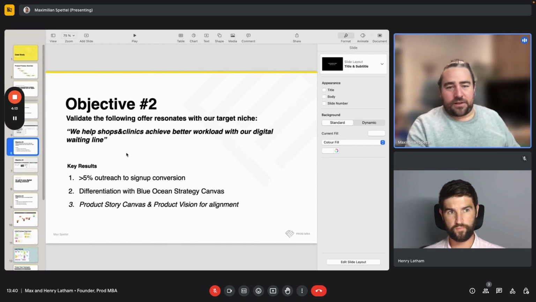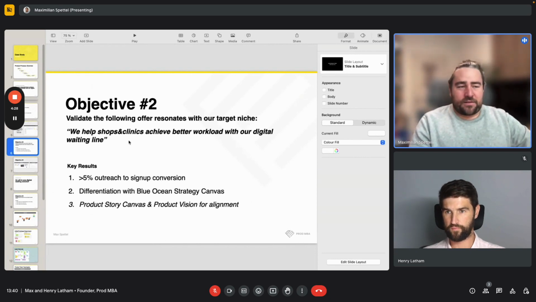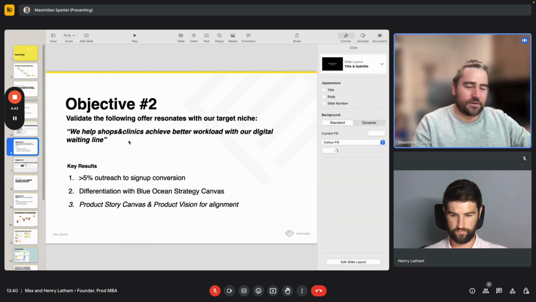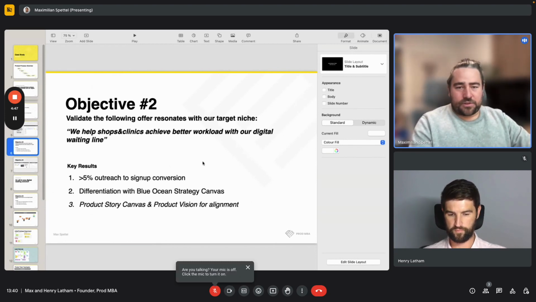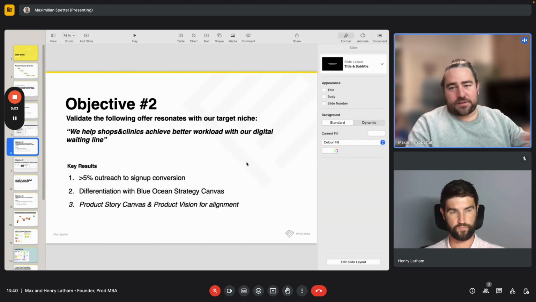The second objective was to validate the following offer. With our target niche, we help shops and clinics achieve better workload with our digital waiting line. What I used in order to validate this offer was so-called differentiation with the Blue Ocean Strategy Canvas, which compared our offer with the most relevant competitors and helped figure out what our niche is, and then also designing a product story canvas, what makes our product unique, and of course a product vision, in order to make sure we know where we're going, and that we can create an offer for our clients that is unique, understandable and feelable.